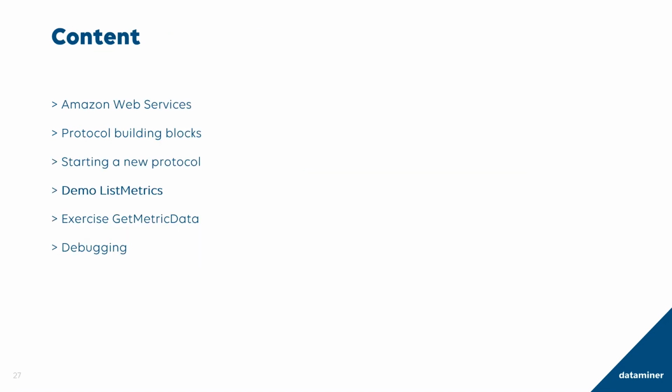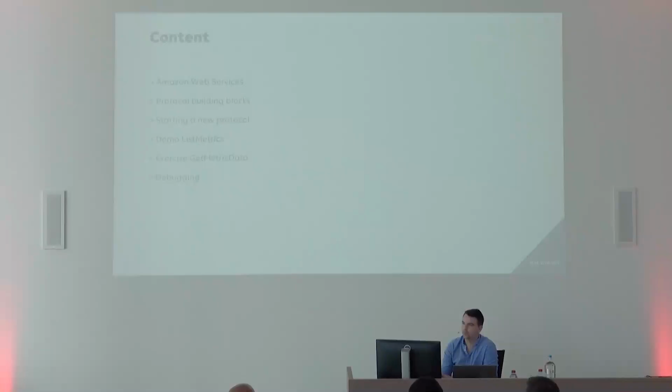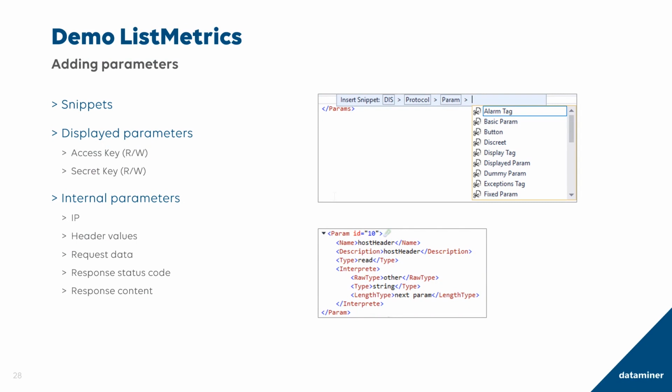And let's start with the actual demo of adding the ListMetrics requests. We will need to do quite some steps, but I'll do it one by one. Again, I'll use some snippets to move along faster. Let me know if I go too fast or need to explain something in detail, because at some point I will add a lot of code in there, and I'll try to go over all of it. So first thing I will do is add some parameters. We will need some displayed parameters for our access key and secret key, and then we will need internal parameters. These are all used to build our headers, basically, and then also for our request and response. So let's start off with that.